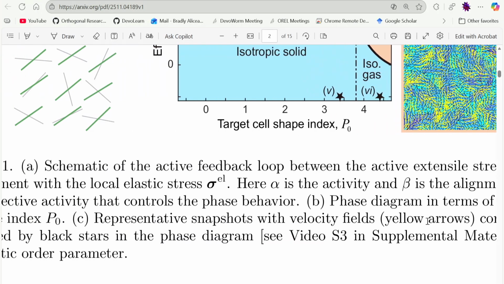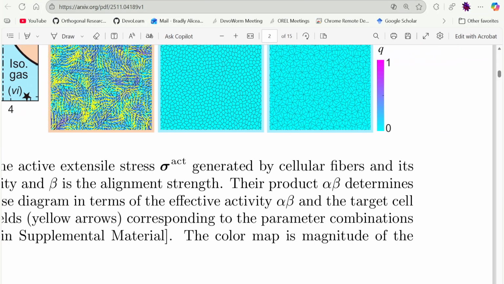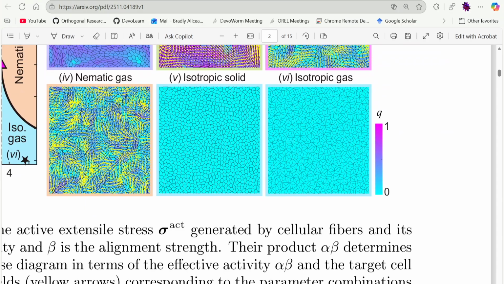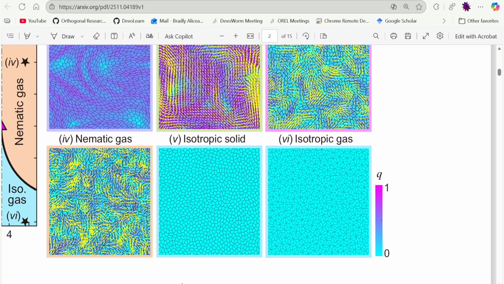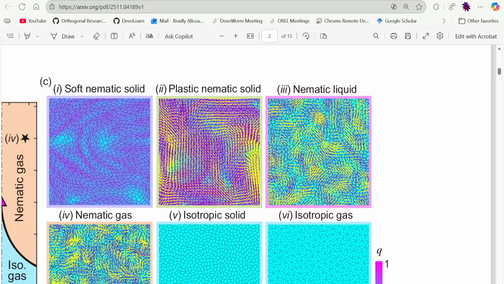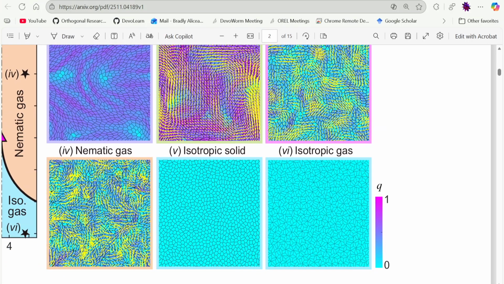The color map is the magnitude of the nematic order parameter. So the nematic order parameter is Q. The closer to 1, the more purple it is. So you see a lot of purple in the isotropic solid condition, a lot of dark blue to purple in the nematic gas and nematic liquid, and then the soft nematic solid has only dark blue and purple regions. So you can see that they correspond to that Q parameter.